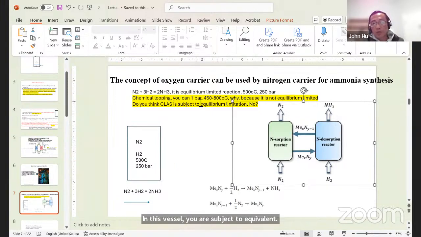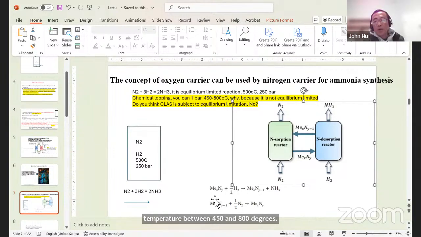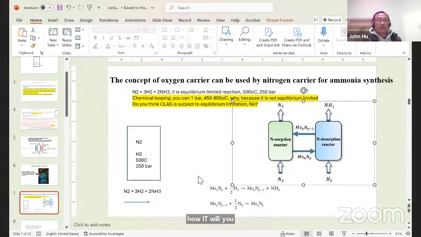So that's why you can operate at 1 bar and then at temperatures between 450 and 800 degrees C. And the temperature range depends on how active your metal nitride is. So the more active, the lower the temperature. Make sense? So does anybody have any questions?